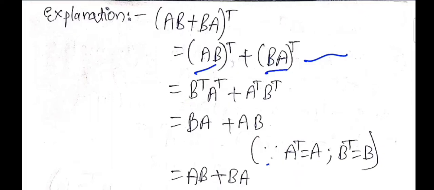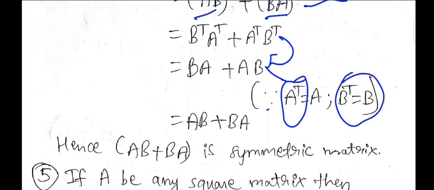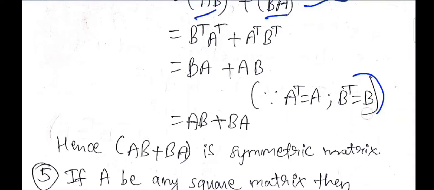You know very well how this step transitions to this step. We know that A and B are symmetric matrices, so these conditions hold: A transpose is equal to A, and B transpose is equal to B. That's how your equation looks. So it comes out to be AB plus BA, hence AB plus BA is a symmetric matrix. No need to discuss this further.